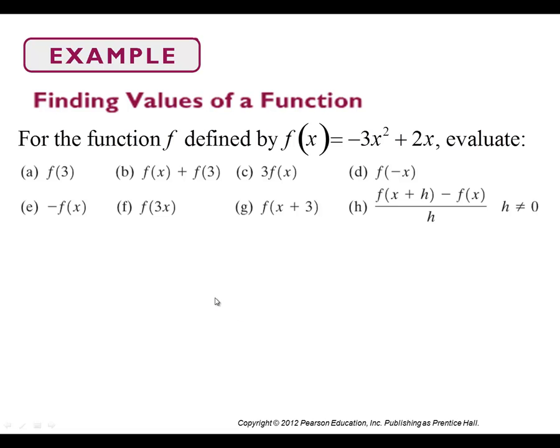Alright, and so now for E, here the negative is outside. Here the negative was inside, so you had to distribute the negative and the x. Here the negative is outside the function, so it's like you're distributing that negative. So that would be negative times negative is a positive 3x squared. Negative times 2x is a minus 2x.